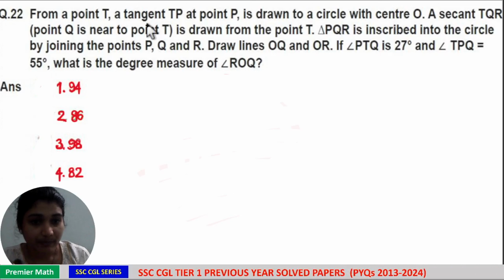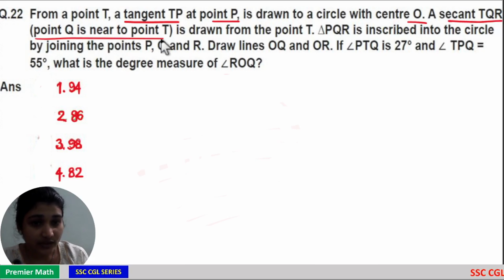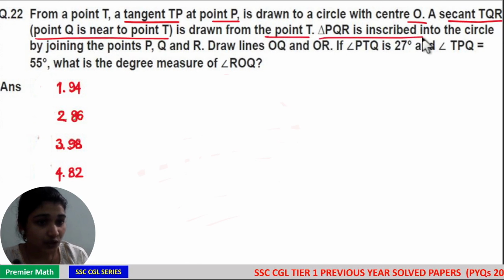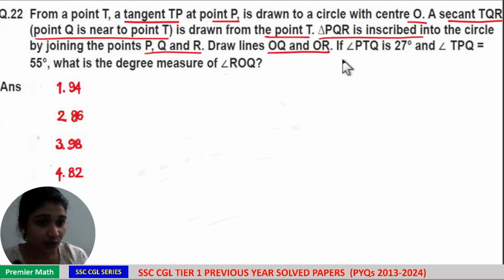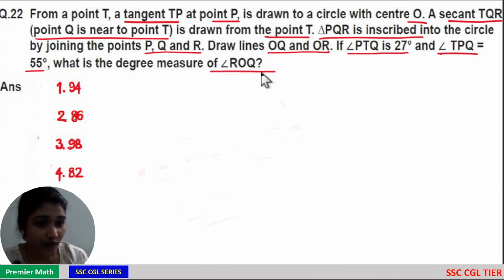From a point T, a tangent TP at point P is drawn to a circle with center O. A secant TQR, point Q is nearer to point T, is drawn from the point T. Triangle PQR is inscribed into the circle by joining the points P, Q, R. Draw lines OQ and OR. Angle PTQ is 27 and angle TPQ is 55 degrees. What is the degree measure of angle ROQ?